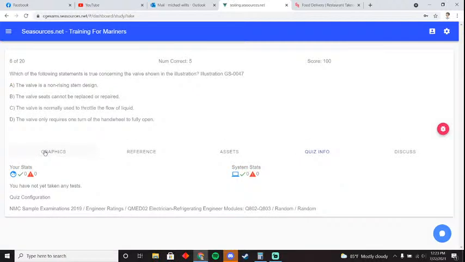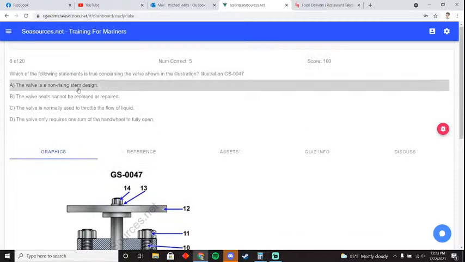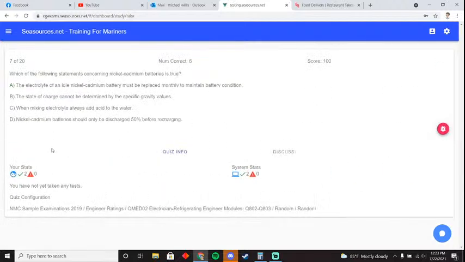Which of the following statements is true concerning the valve shown in the illustration? I haven't seen this one yet. Again, it's the same question, but you can get that on the test. The Coast Guard can print double questions on your test.